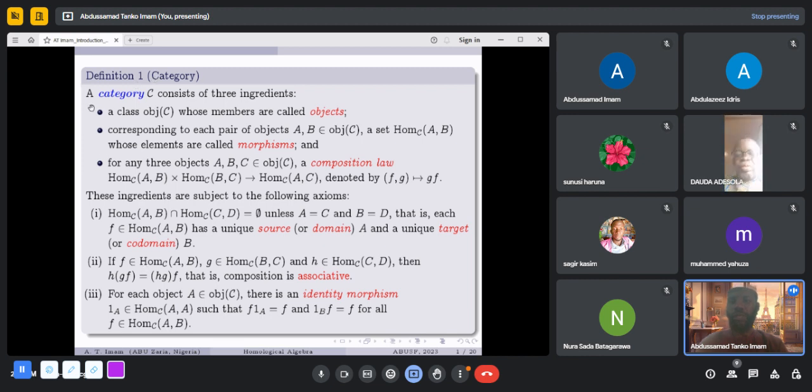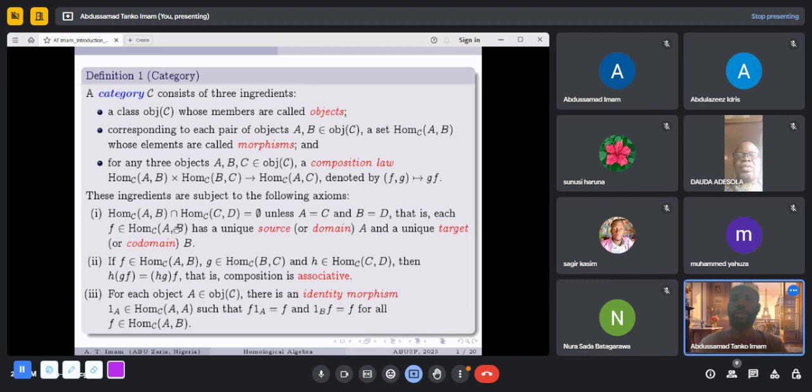So actually, the definition of category is what we have given here: a container with three items inside it, the class of objects, the set of morphisms, and the composition law, subject to three properties, as we explained here.